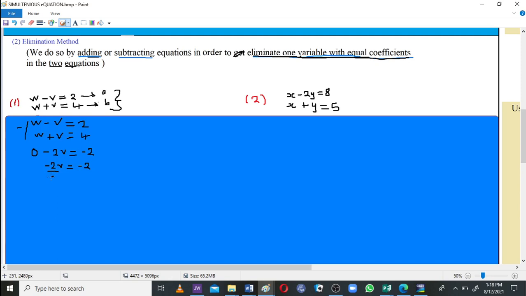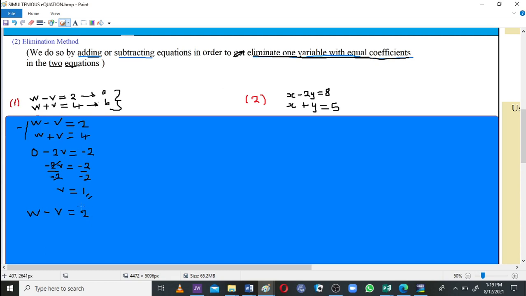You divide both sides by negative 2, so v is going to be positive 1. Since we have the value of v, we can solve for the value of w simply by substituting, that is, replacing v with 1.